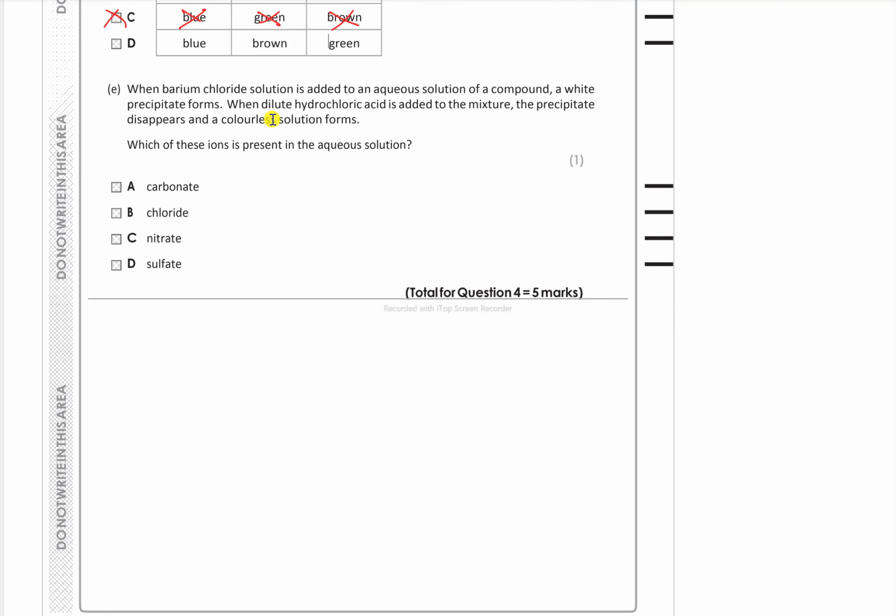Let's move on. When barium chloride is added, a white precipitate forms. Barium chloride, okay. That is to do with a carbonate.